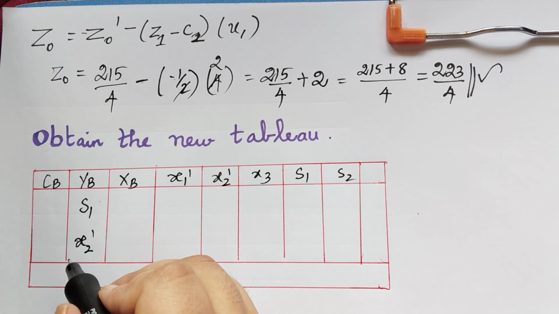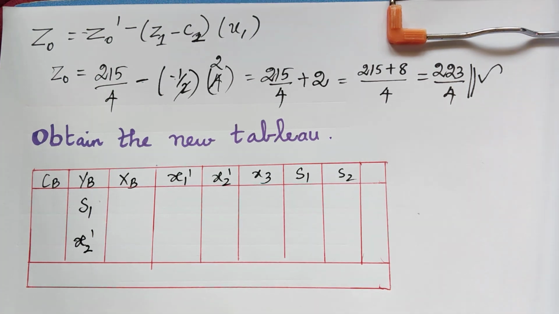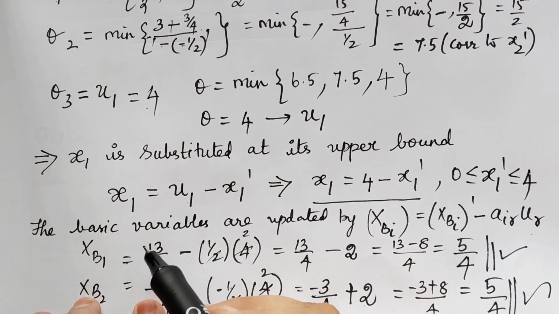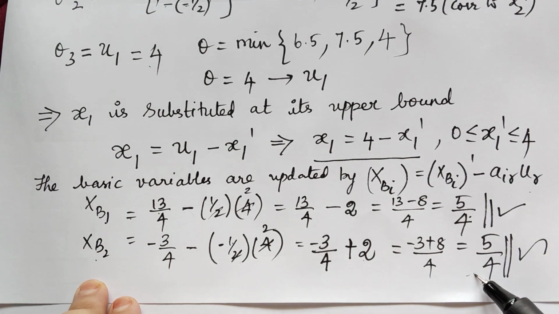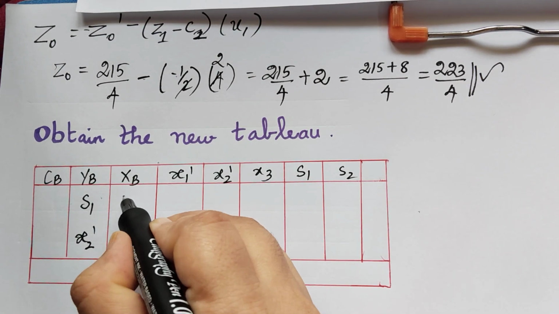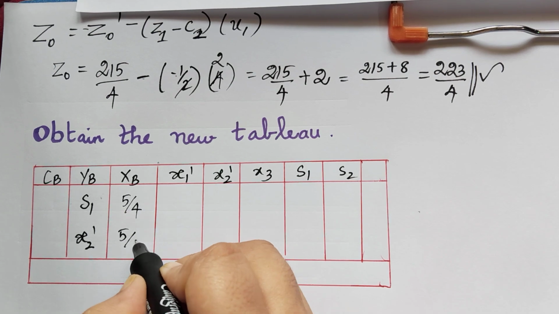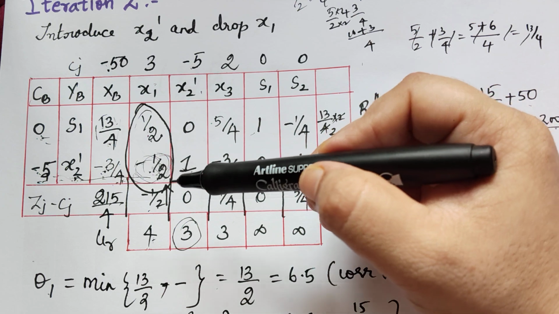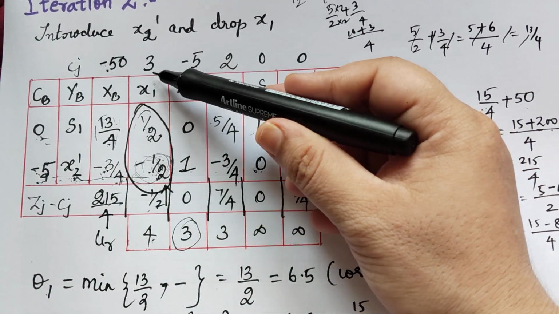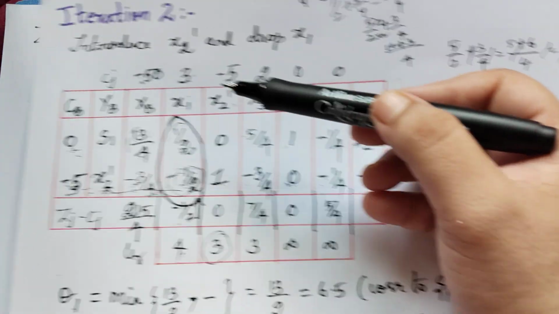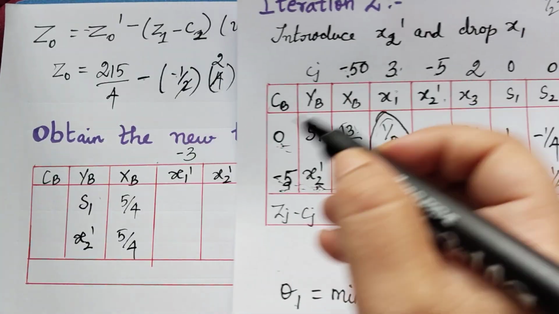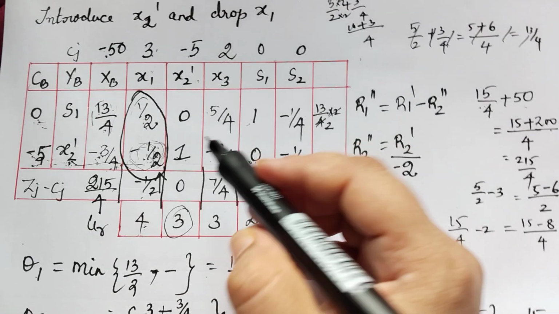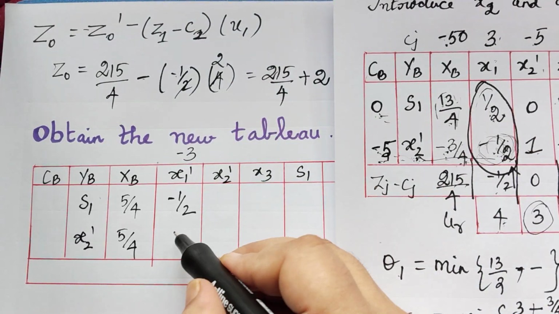And then what are the changes that we have to do? We have to write the updated xb vector. The first value has been updated as 5 by 4 and the second value is updated as 5 by 4. So here you will have 5 by 4 and 5 by 4. And all the updated column vector will take a negative sign, that is, these values have to be negated. So 3 will become minus 3 over here. And here 1 by 2 we have, so it will become minus 1 by 2. And here we have minus 1 by 2 and it will become plus 1 by 2.